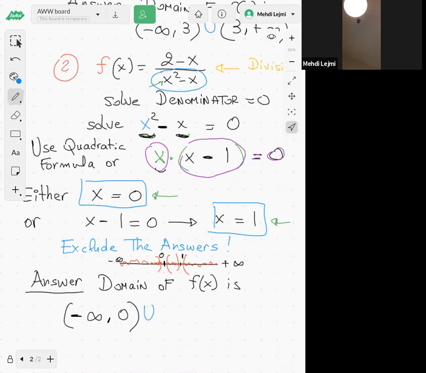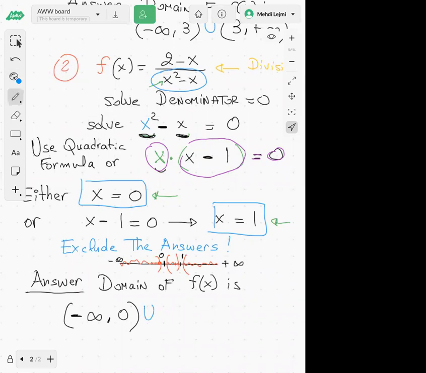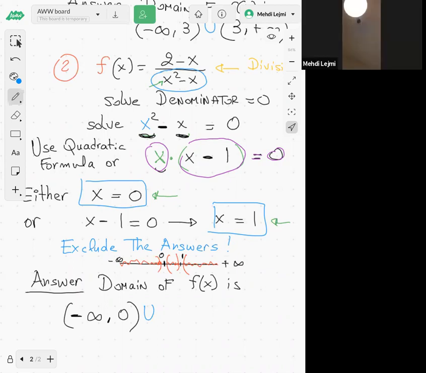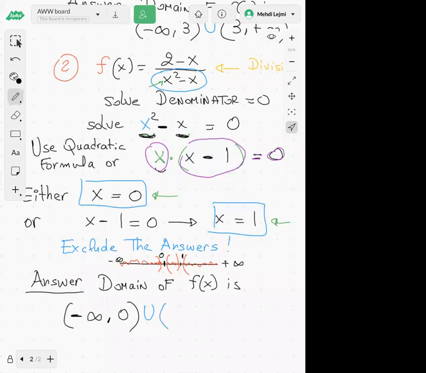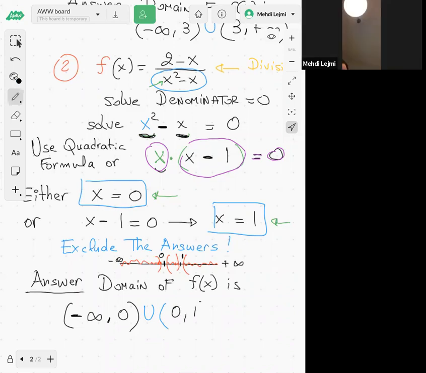And again, you start at the same point. You don't start at 1, you don't start at 0.5, you don't start at 0.1, you start again at 0 because only 0 and 1 are excluded, okay? So union 0, 1, and both are excluded, and then union a third interval, which is 1 to positive infinity. So we have the union of 3 intervals here, right?